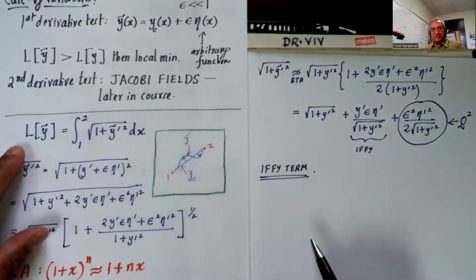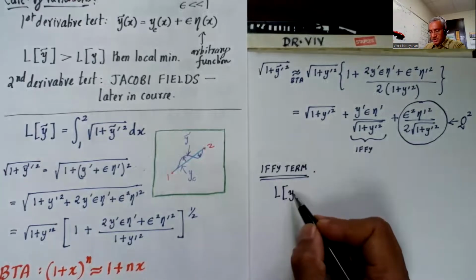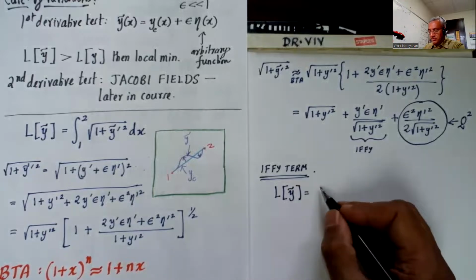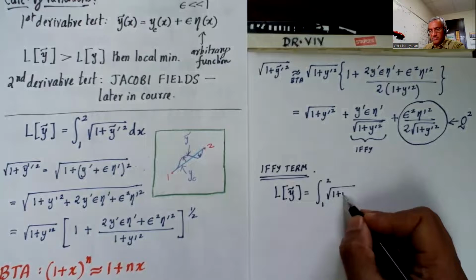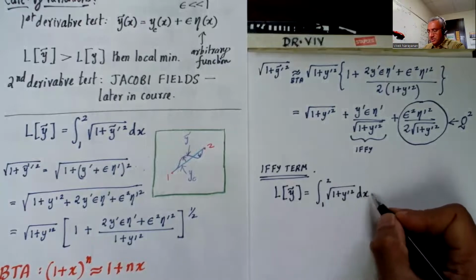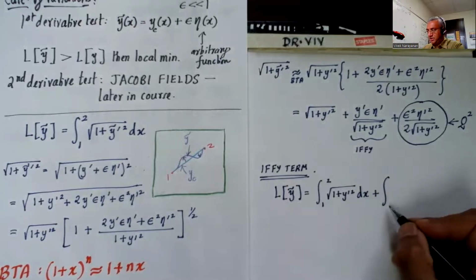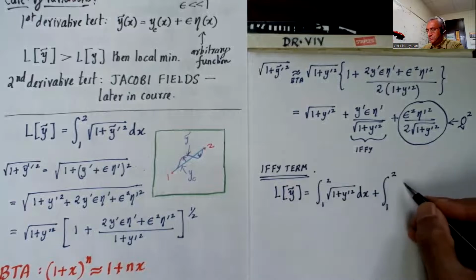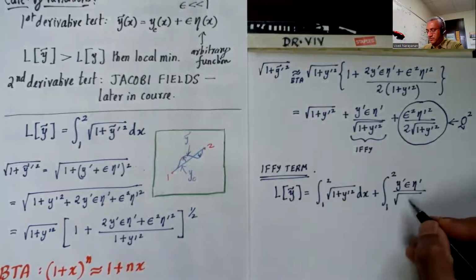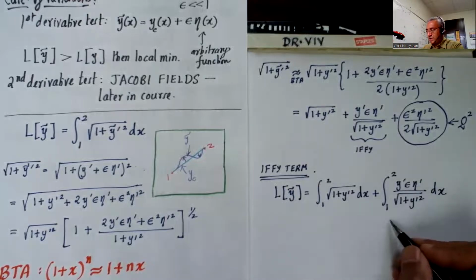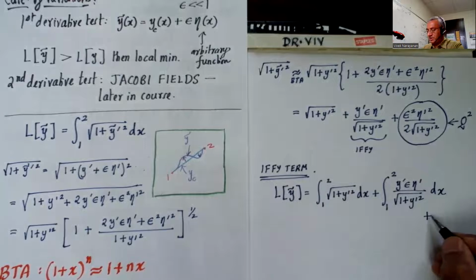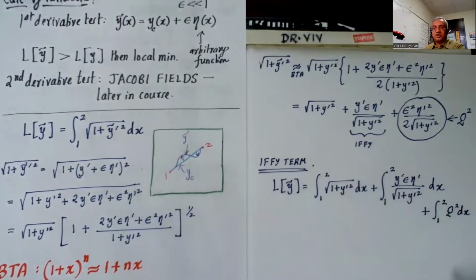Well, when you do the action functional, you're actually evaluating it between 2 points. So you're going to have integral 1 to 2, the square root of 1 plus y prime squared dx, plus the iffy term, which is going to be integral 1 to 2 y prime epsilon eta prime over the square root of 1 plus y prime squared dx, and then your q squared term, which is guaranteed positive. So I'll just write this as integral 1 to 2 q squared dx. So that's guaranteed positive.